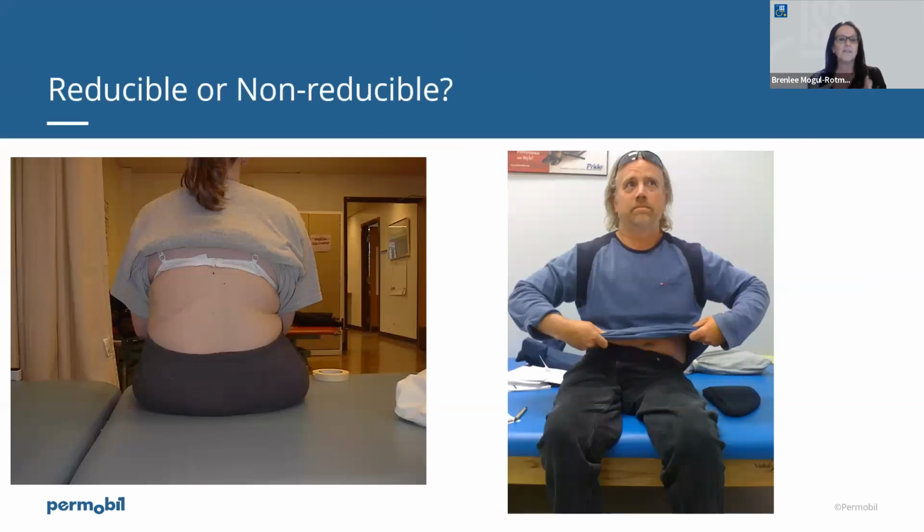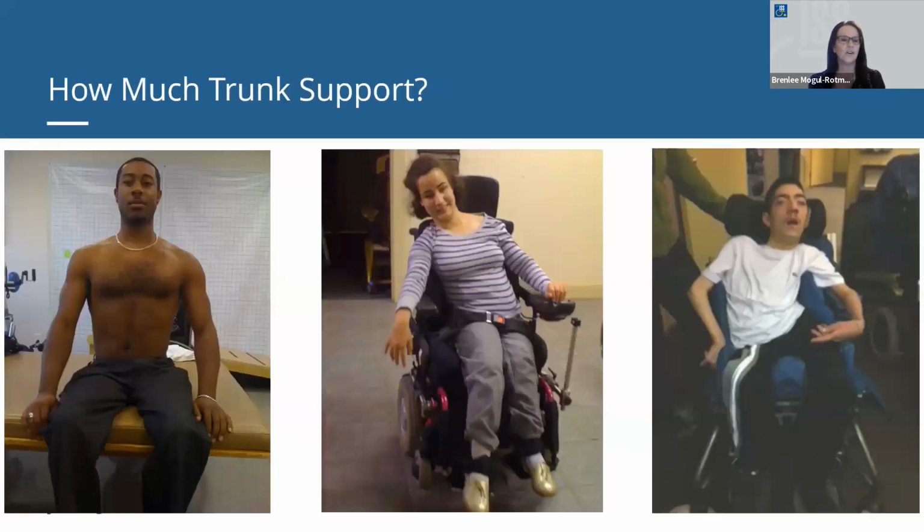Firstly, we have to, again, go back to the assessment of the client and make that determination of whether we are correcting or accommodating whatever deformity we happen to see. So is the person's deformity, and in this picture you're seeing pelvic obliquities with associated scoliosis, reducible or non-reducible? And to what extent? So we know that we can't always correct an entire deformity all in one shot. We might have to do things very slowly, or we might not be able to do any correction at all.